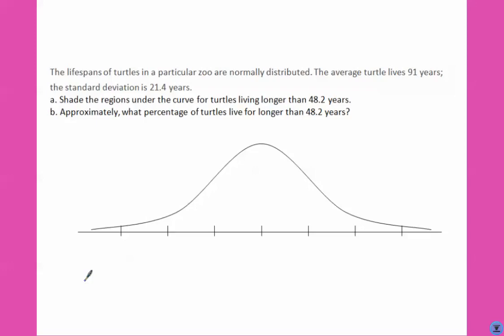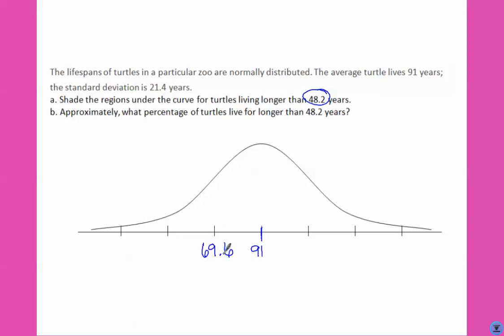So what we need to figure out is where does 48.2 fall on this graph. So we know the middle is the mean, which is 91. If we're going to get to 48.2, we know we have to go backwards. Each one of these is one standard deviation lower. So 91 minus 21.4 gives us 69.6, which would be our first tick mark.